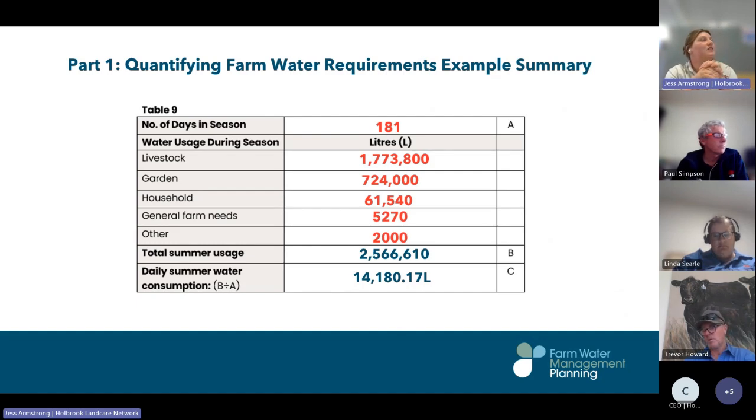I don't know if I was in the right mindset putting it all together. I probably got something wrong. But in summary, we have worked on the assumption, of course, that October to March is our summer period.